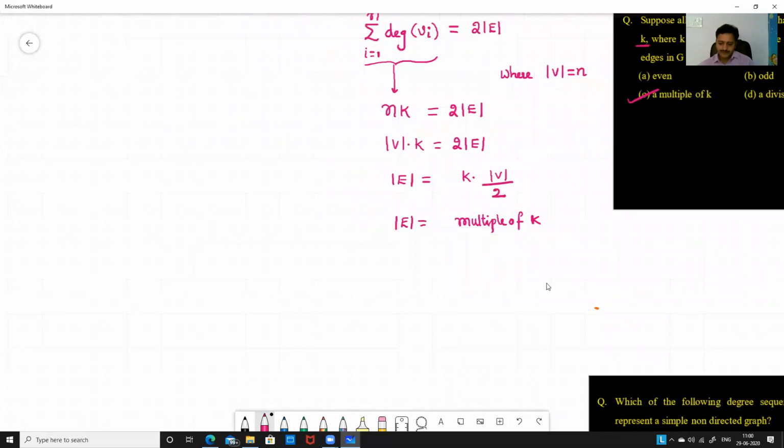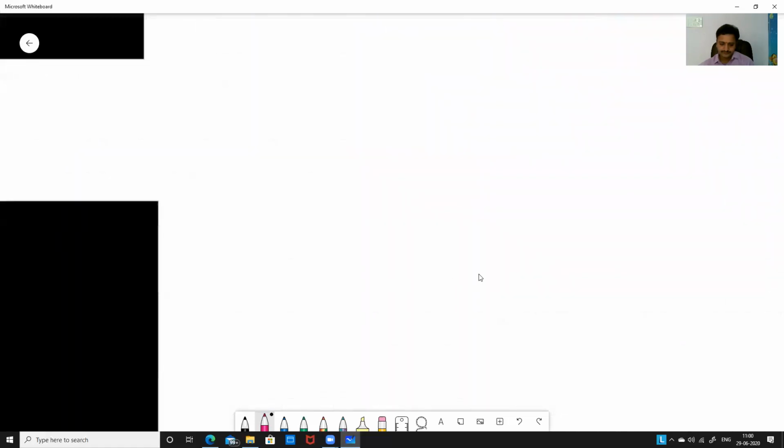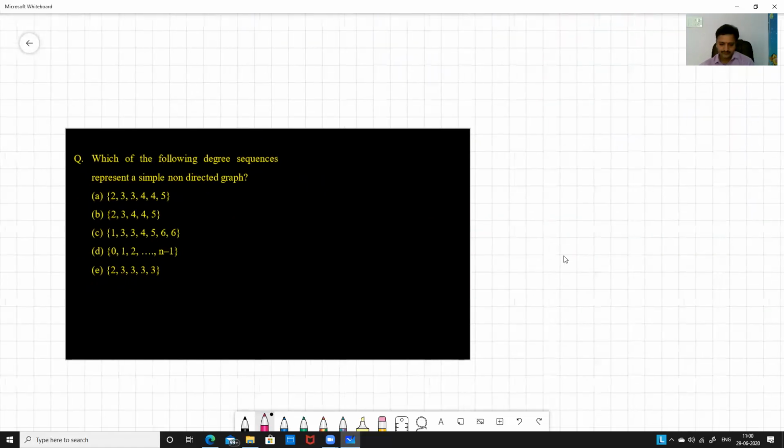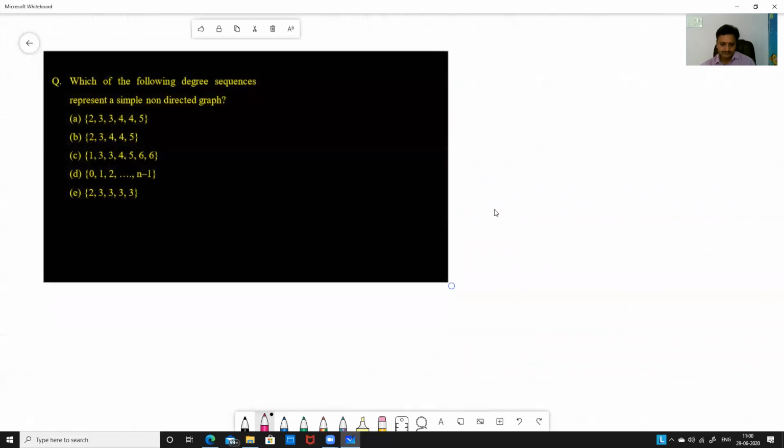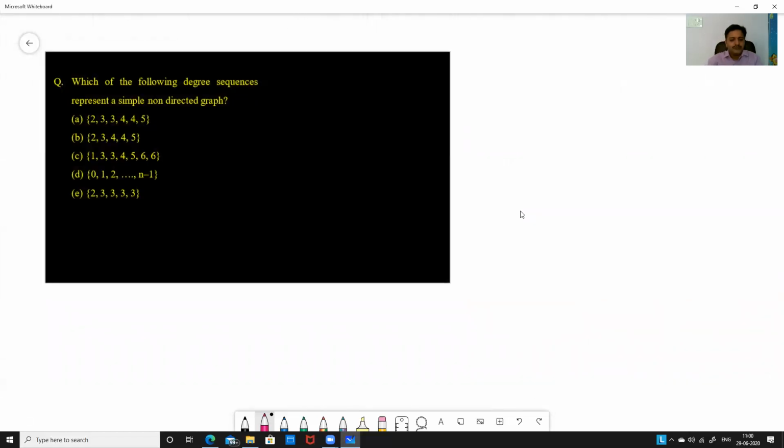Now see question number 5. Which of the following degree sequences represents a simple non-directed graph? Non-directed is nothing but an undirected graph. In order to answer this question, please recall the standard properties which we covered in a previous class. Let me write those properties quickly so that you can understand quickly.